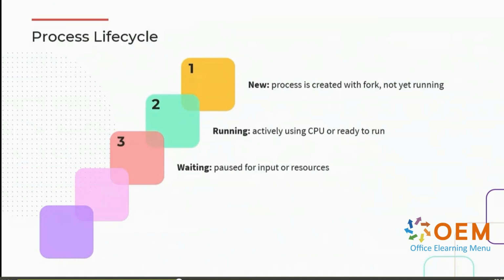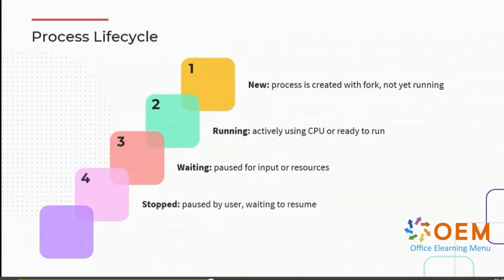Waiting, or sleeping, is the next stage. Sometimes, a process needs to pause because it is waiting for data from a file or the network. When the process is waiting but can be woken up by something like keyboard input, that's called interruptible sleep. If it's waiting for something that can't be interrupted, like a disk operation, it's called uninterruptible sleep.